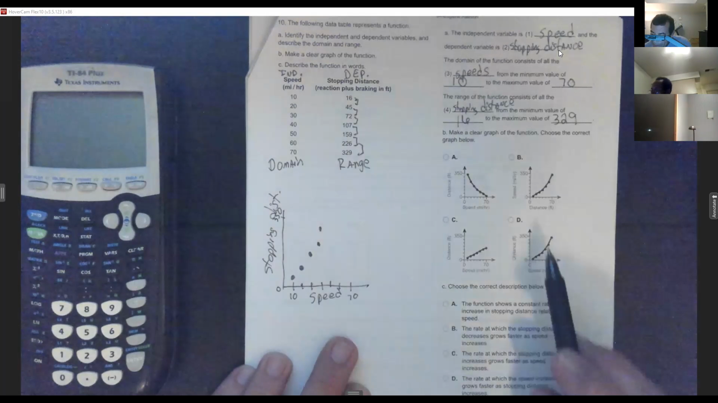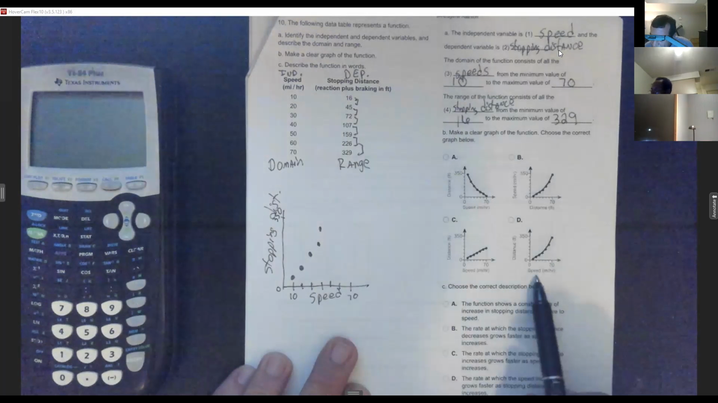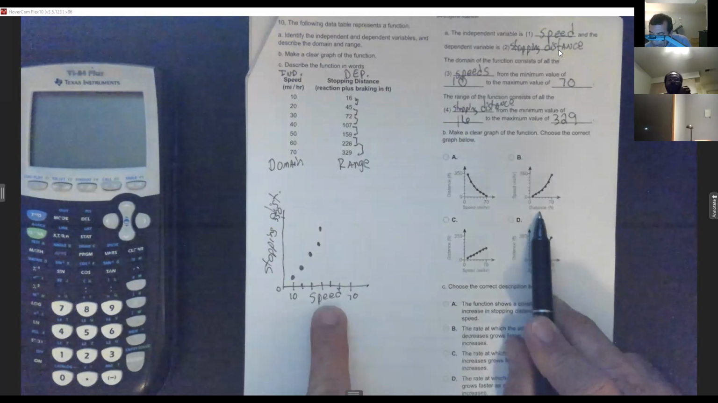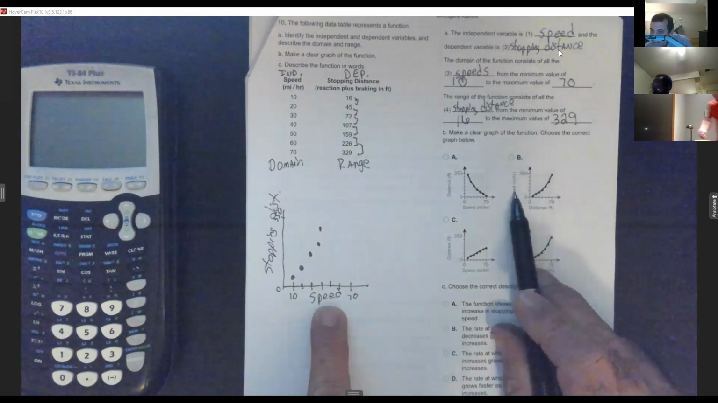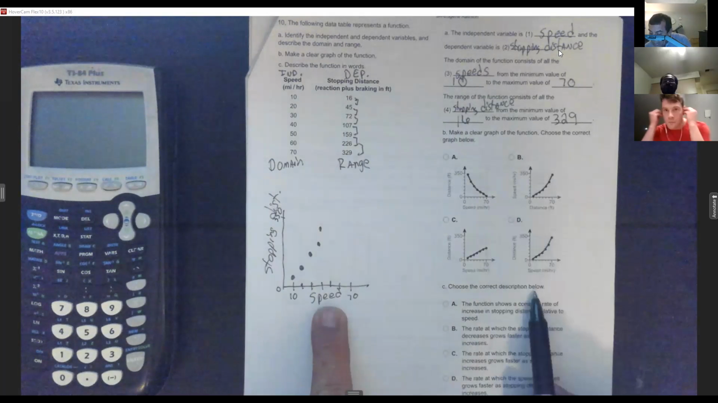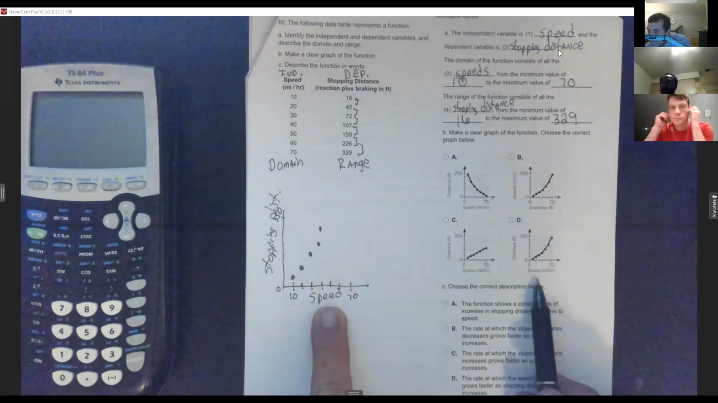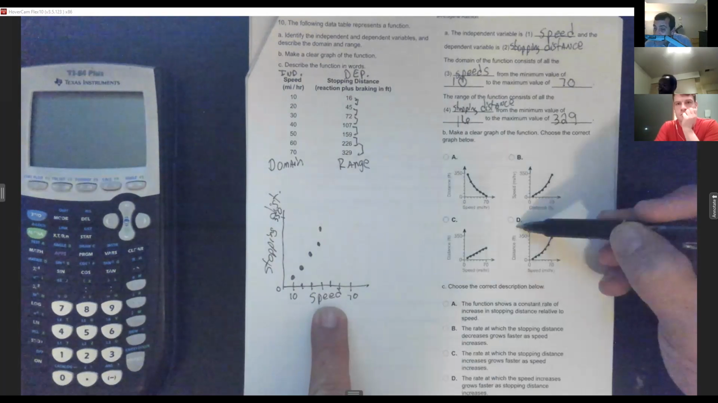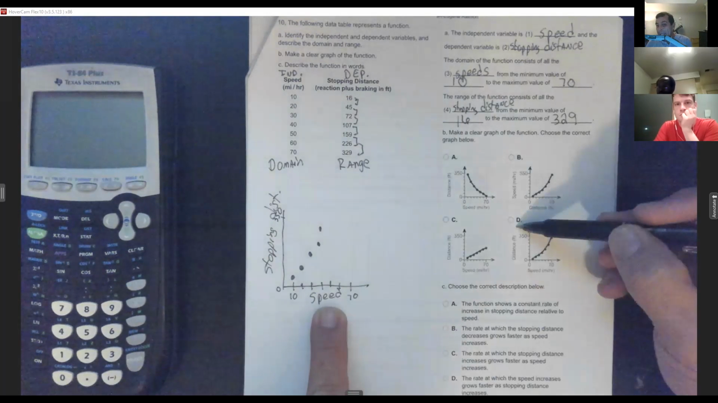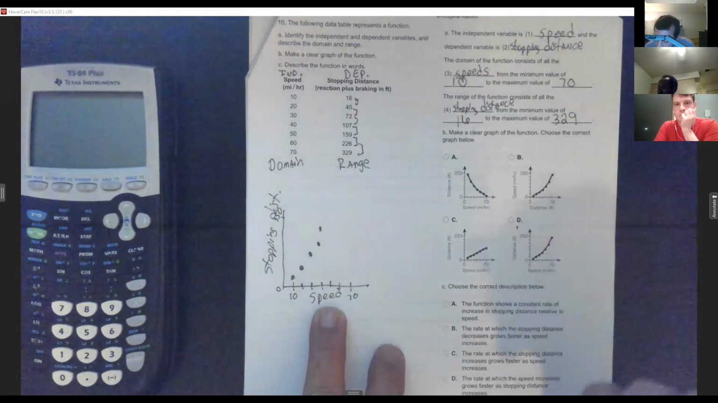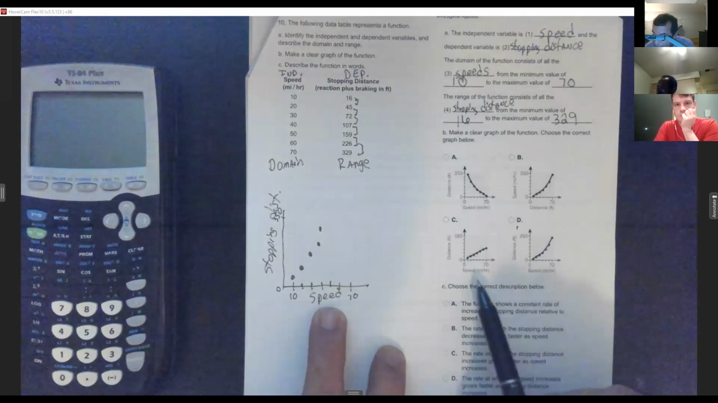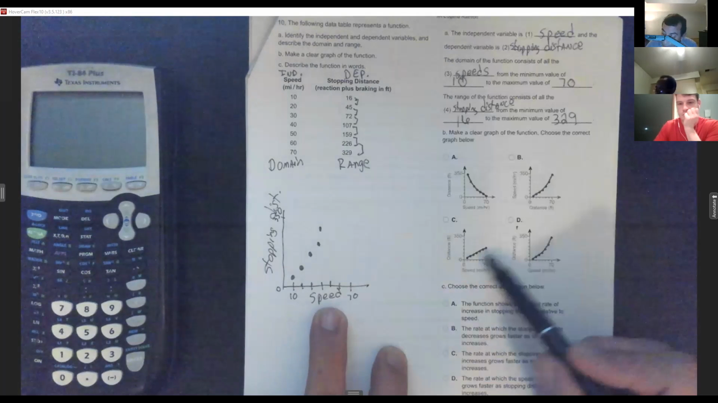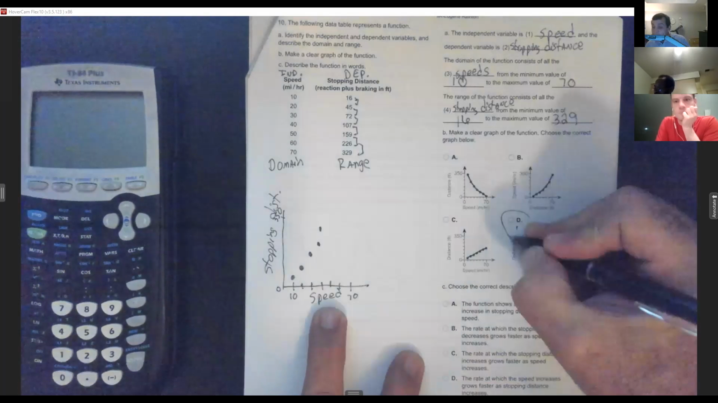But notice, B, they don't have speed for the x-axis. They got speed for the y-axis. We need to go with D. D has the speed for the x-axis. It has the stopping distance for the y-axis, which is what we needed. Okay, and remember, it's not this one because that made a straight line, but all these don't have the same distances to make that a straight line. So you need to go with D on that one.